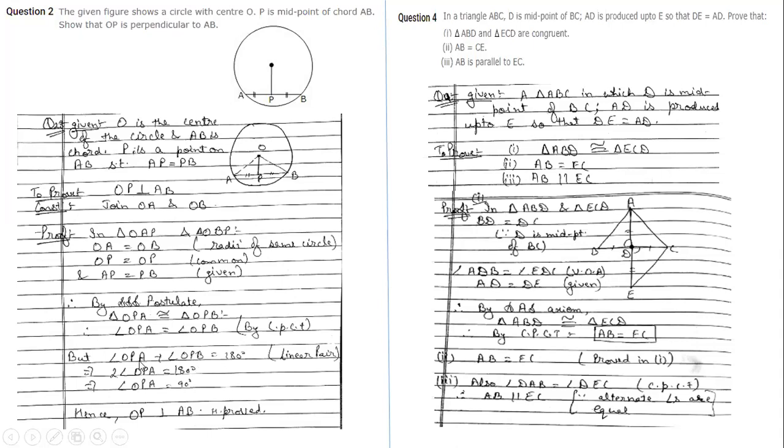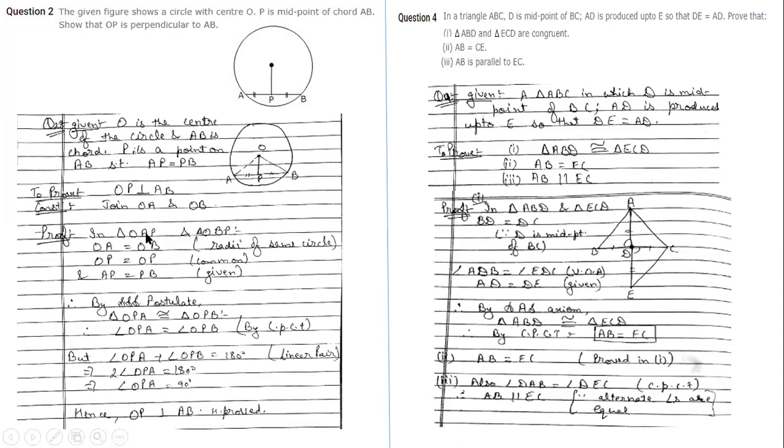But OPB is equal to OPA. So twice OPA gives us 180, and angle OPA is equal to 90 degrees. This is the required thing we have to prove. So OP is perpendicular to AB. We have proved that the triangles are congruent and we just take the required part, that the two angles are equal. According to linear pair, the sum of these angles is 180, and we find that angle OPA is 90 degrees. That means OP is perpendicular to AB.